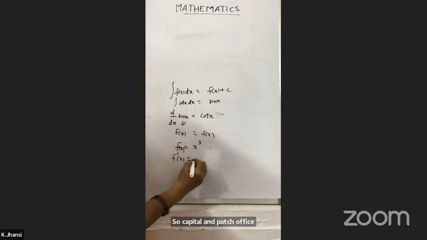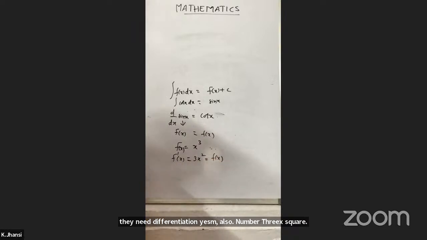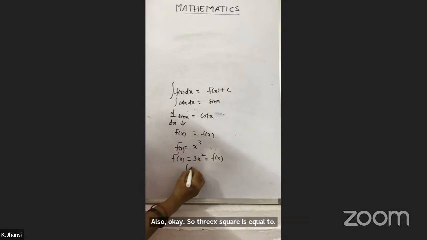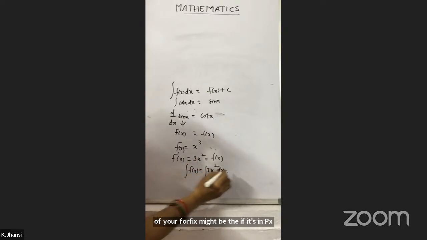So దీని డిఫరెన్షియేషన్ చేస్తే ఏమొస్తుందంటే 3x square వస్తుంది. Okay, so 3x square is equals to f of x. సో ఇంటిగ్రేషన్ ఎలా రాస్తారంటే ఇంటిగ్రేషన్ ఆఫ్ f of x. మన f of x ఏంటి 3x square. ఇక్కడ dx అని మెన్షన్ చేస్తాం మనం కంపల్సరీ.